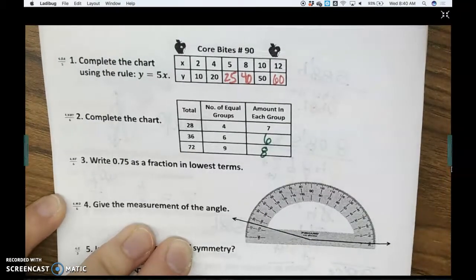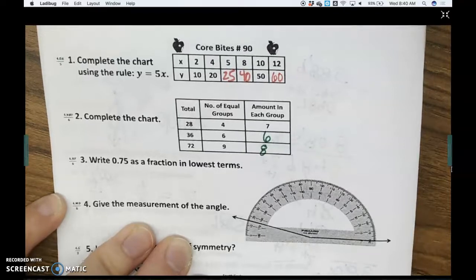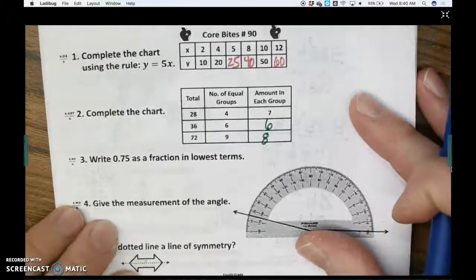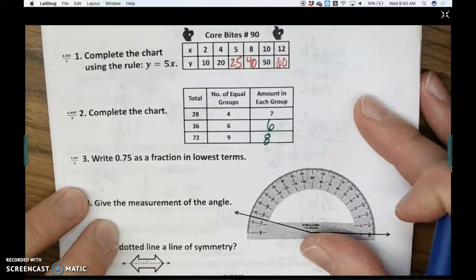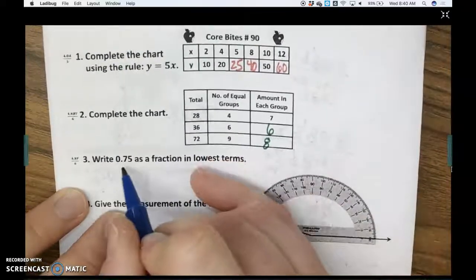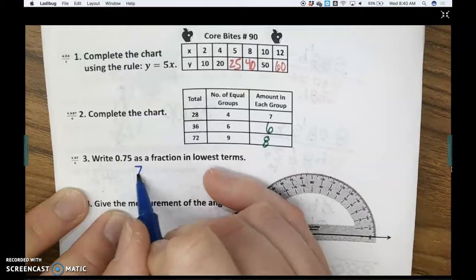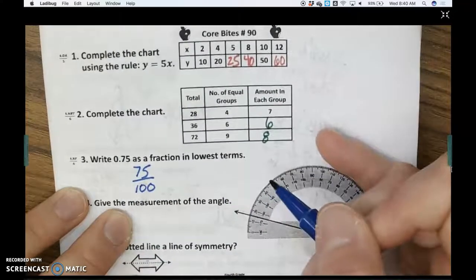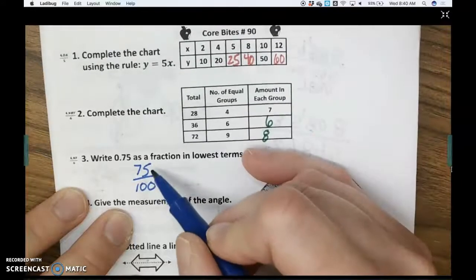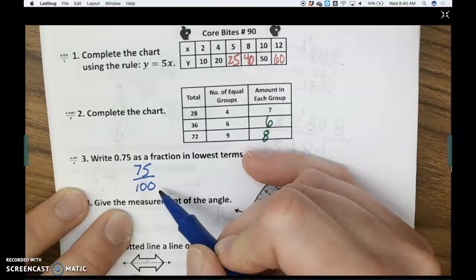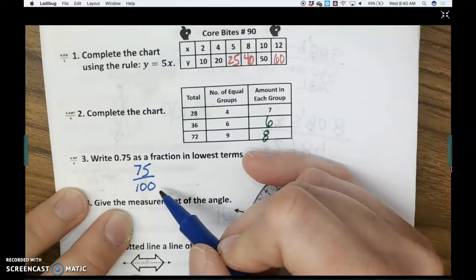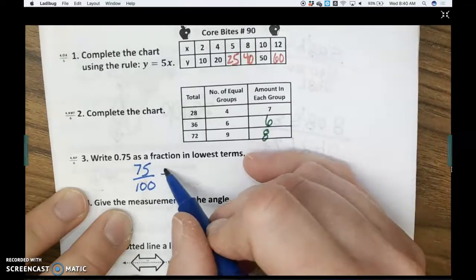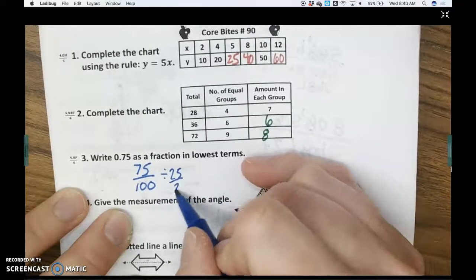For number 3, write 75 hundredths as a fraction in the lowest terms. So what you've got to do is take this decimal, make it into a fraction. So because it's in the hundredths place, you would do 75 over 100. And so then you would have to say, okay, what can we divide each of these numbers, the numerator and the denominator, by equally, same time? So if you think of quarters, you could divide each of them by 25. So divide them both by 25.